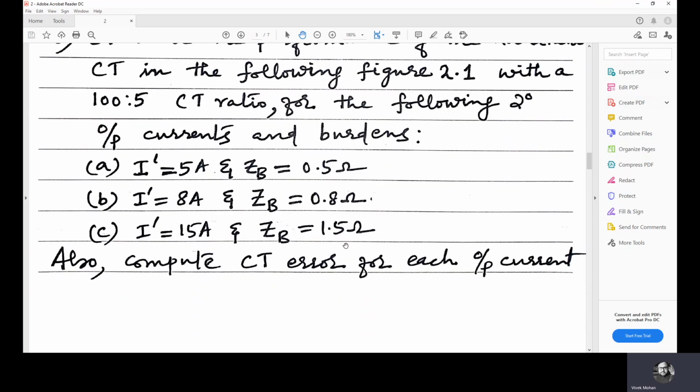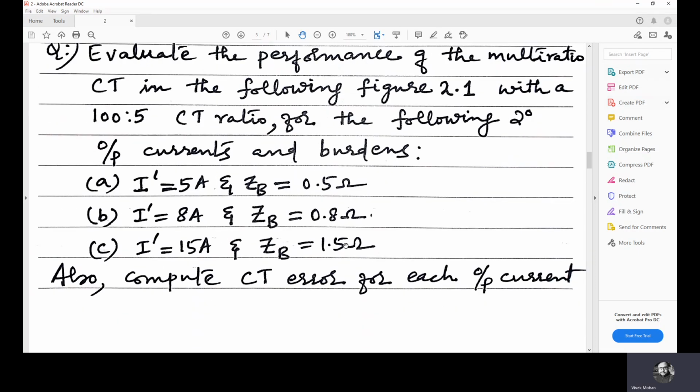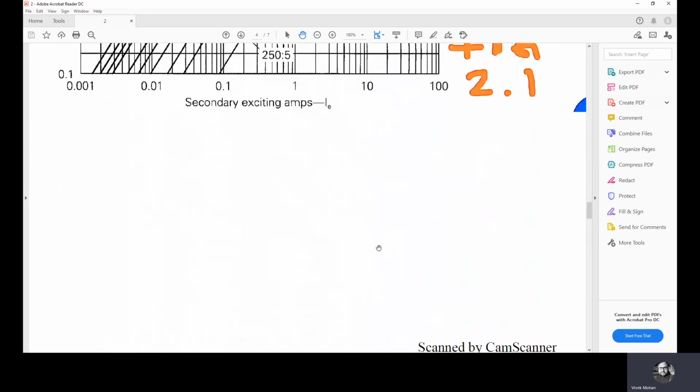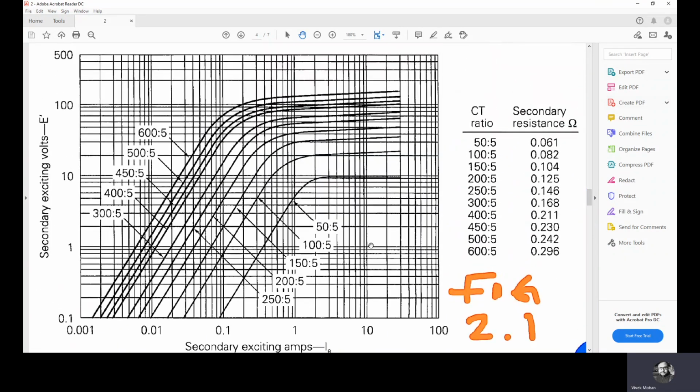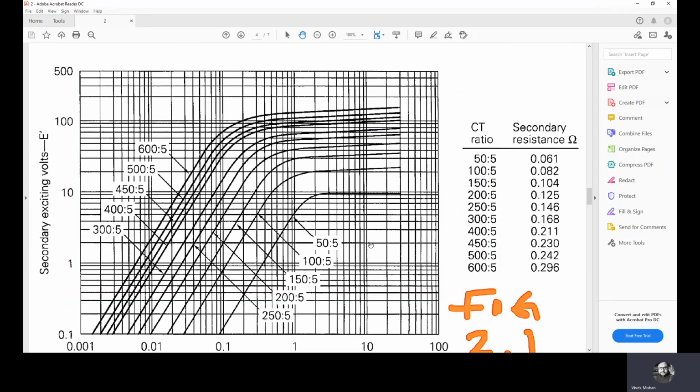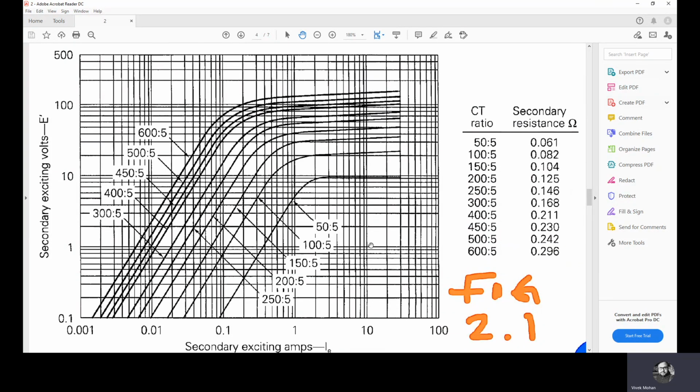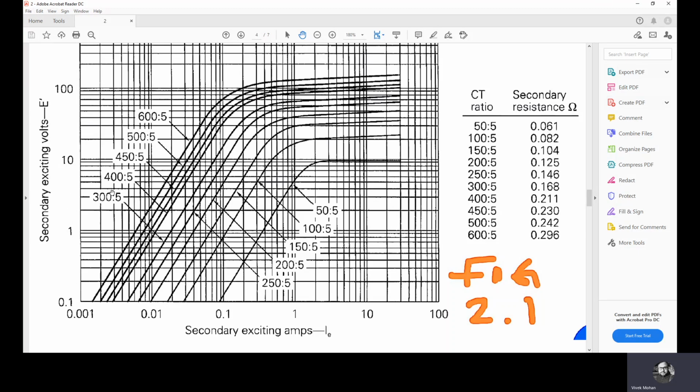So we are asked to compute the CT error for each output current I dash, as well as evaluate the performance of the multi-ratio CT. Let's see the solution. Now, figure 2.1, as I already told you in the last lecture, is the excitation plots taken from the Westinghouse relay manual. So for different CTs with different current ratios, we have secondary exciting volts versus secondary exciting amps.